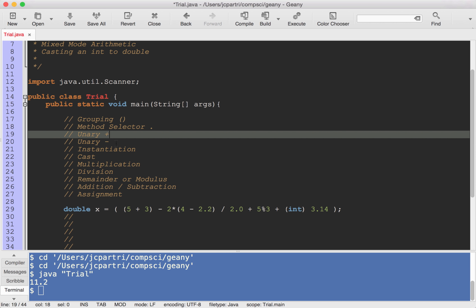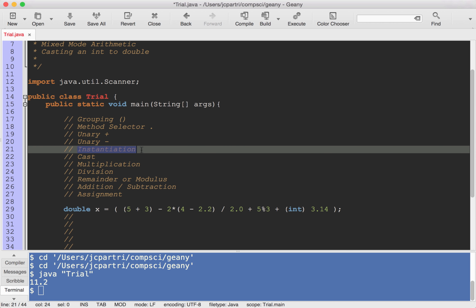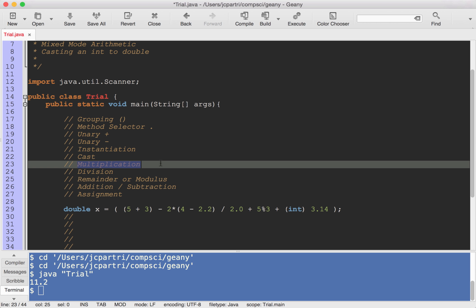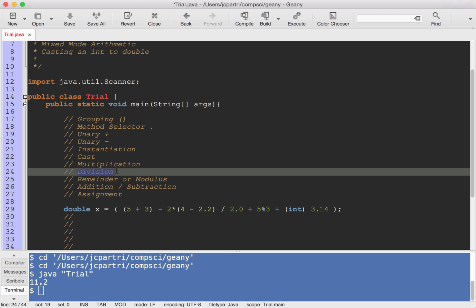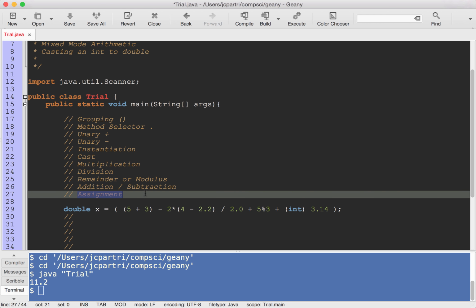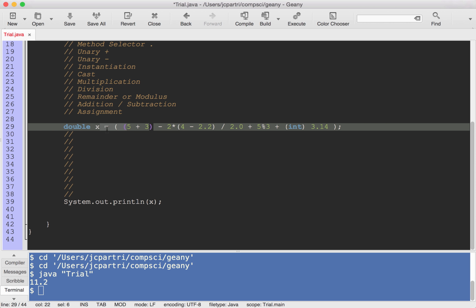Next comes unary addition, unary subtraction. Next comes instantiation. Then comes cast. Then comes multiplication. Then comes division. And finally, remainder or modulus, addition, subtraction, and the lowest level priority is the actual assignment. So the assignment operator doesn't actually kick in till the very end, after we've computed this whole thing. After that's done, then we assign it to the variable x.